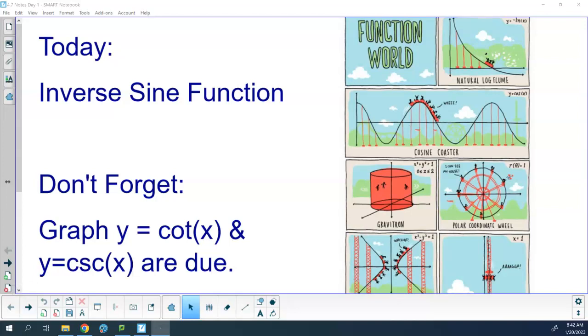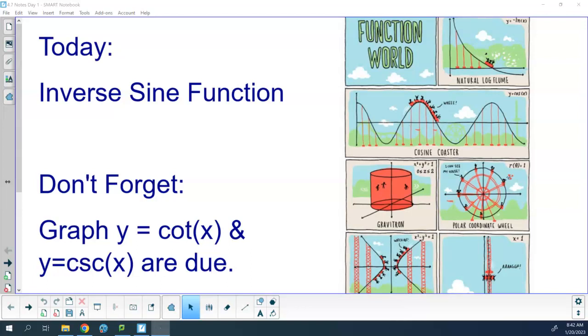Okay, so once you get done turning in your cotangent, cosecant graphs, we'll be straight up out of notes today. Nothing special. We'll be doing some graphs, but you can just do some sketching today.